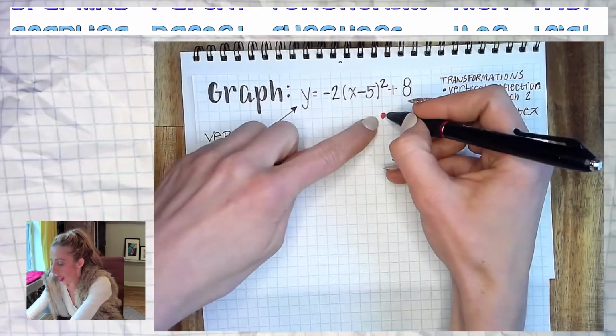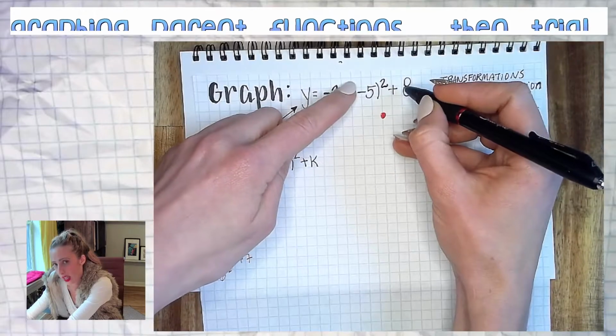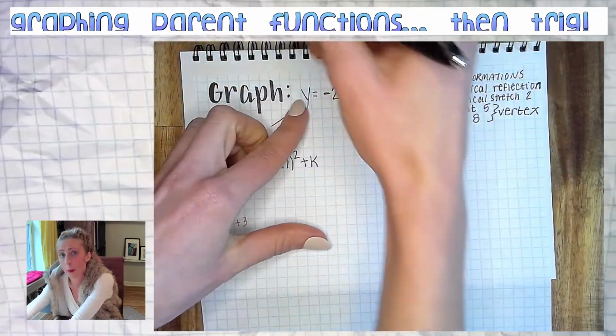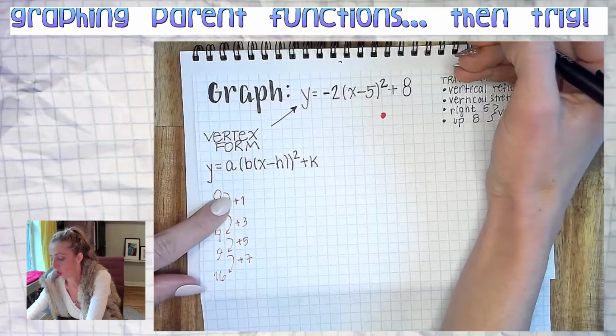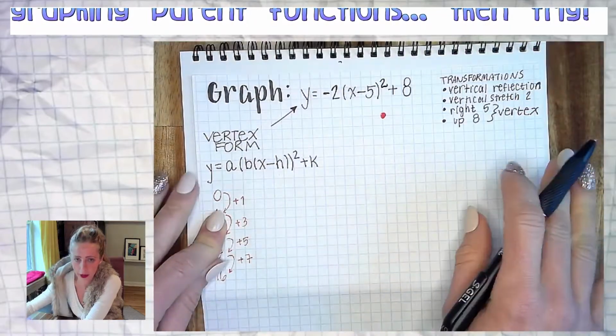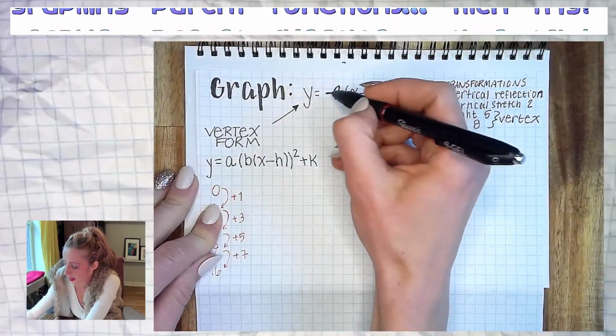So Sammy mentioned that we have to bring up that -2. So instead of going out 1 up 1, out 1 up 3, out 1 up 5, out 1 up 7 for a parent function, we're going to use our pretty parabola perfect pattern. And it's all these odds, but we flip it.